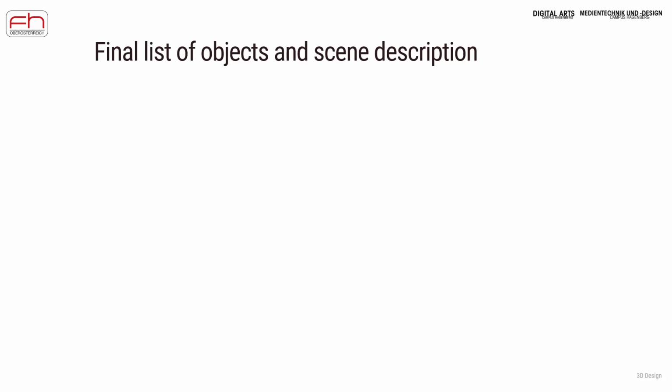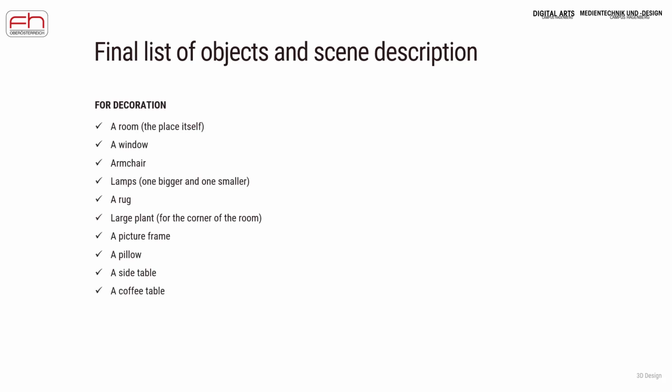I want a corner of a very small place. Which objects do I need? So for the decoration, the room itself, of course, a window because I want to see outside. I love to do that. I would love to sit in front of a window and contemplate nature.